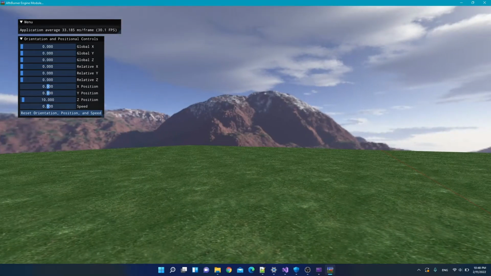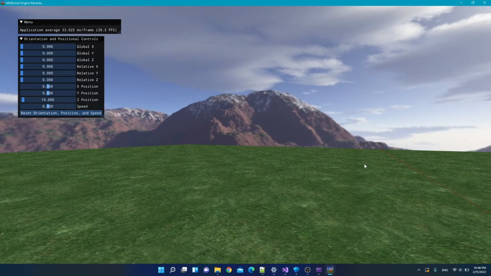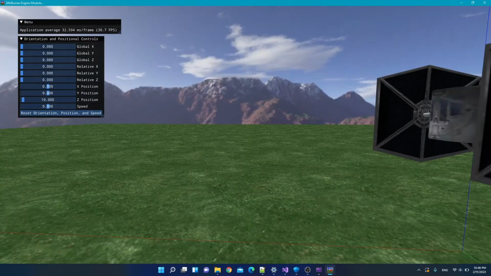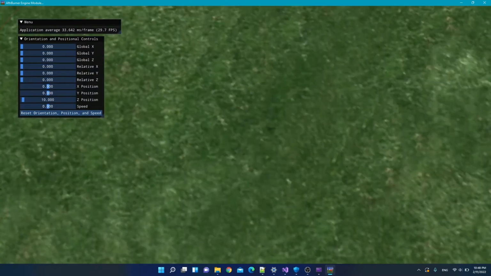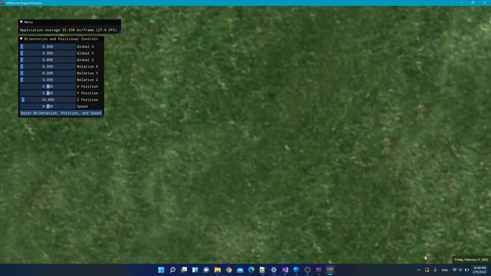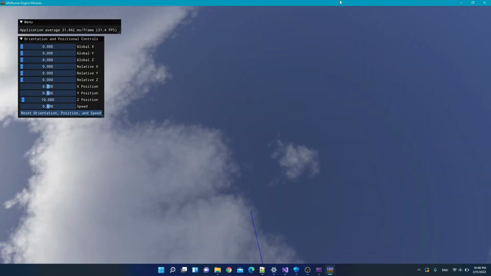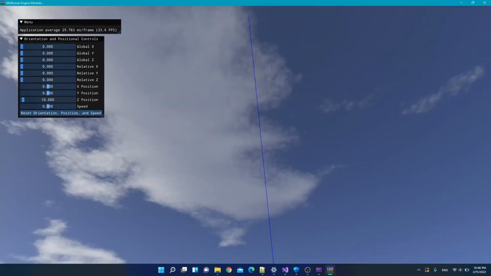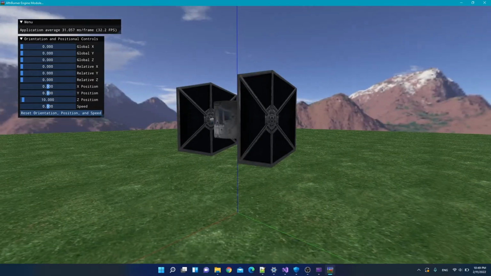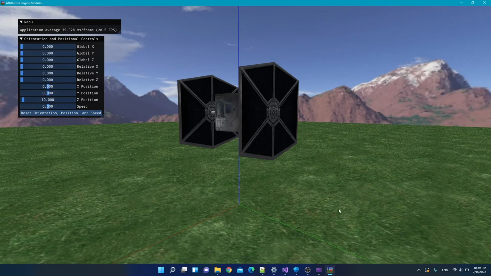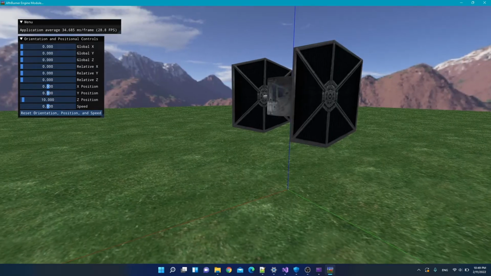If I look away from it, it should sound behind us. And if I look down, it should sound like it's coming from above, and below if I look up. I can't really tell very well here because I'm using my speakers. But let's see.